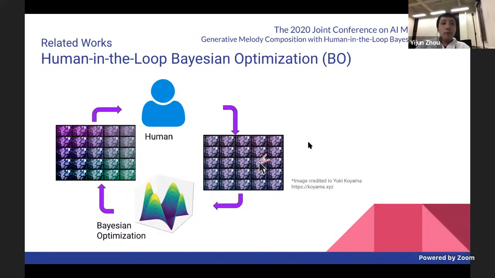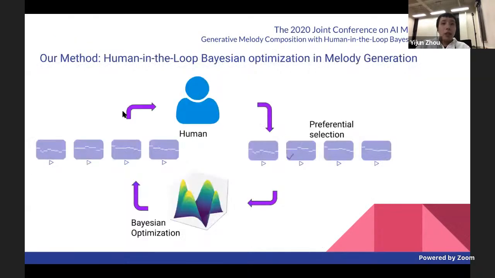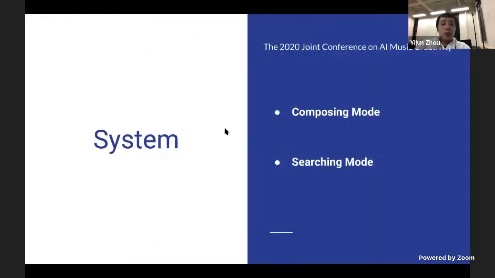These projects are all using human-in-the-loop Bayesian optimization. We share the same motivation, but our method is different because we iteratively ask the user to compare multiple melody candidates sampled from a one-dimensional subspace and select their preferred one. And so in the following, I will introduce our system design.